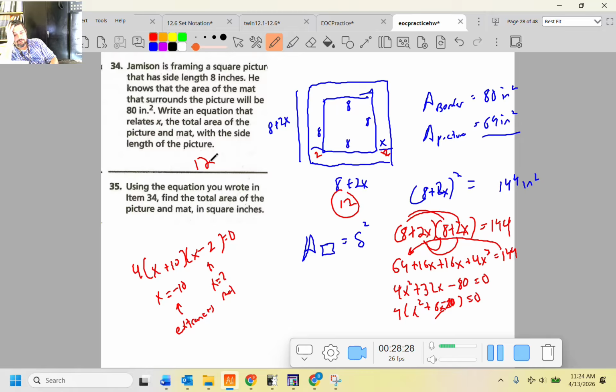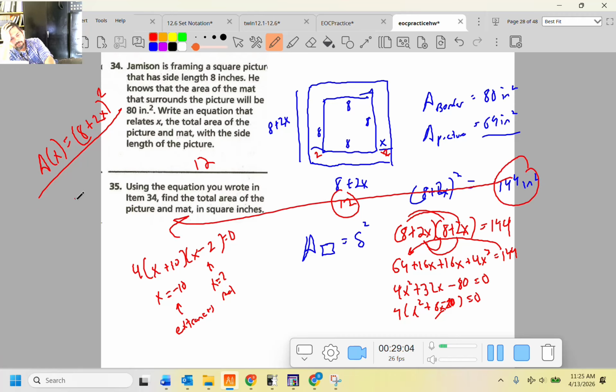And you know what? I did a whole lot more stuff in here than I was supposed to do. All I had to do was write an equation. So your area as a function of x equation was just to write 8 plus 2x squared. I just went off and wrote a whole lot more. Sorry to waste your time. Using the equation you wrote in item 34, find the total area of the picture and mat in square inches. Well, you don't need an equation for that. It was this answer right here. That's easy.